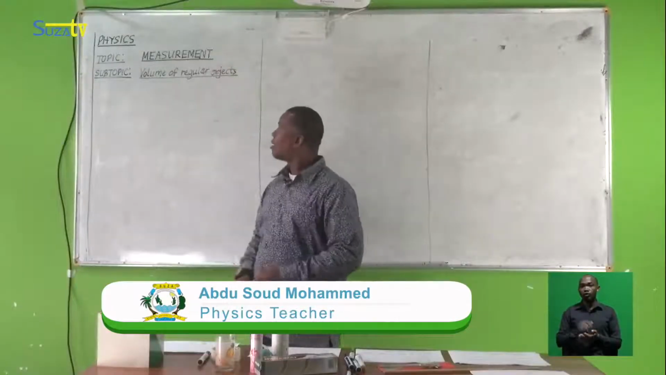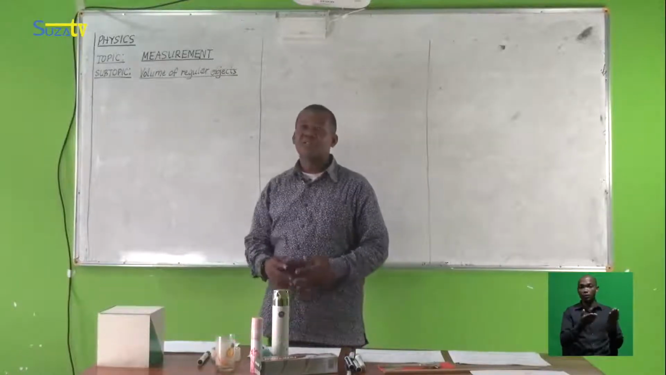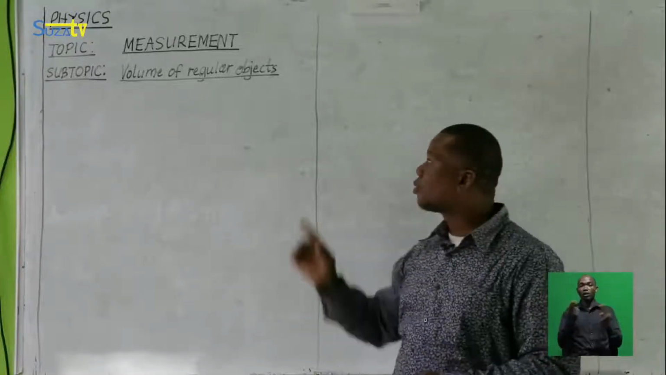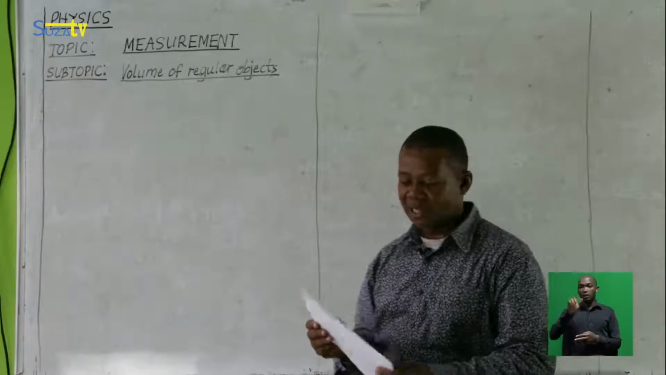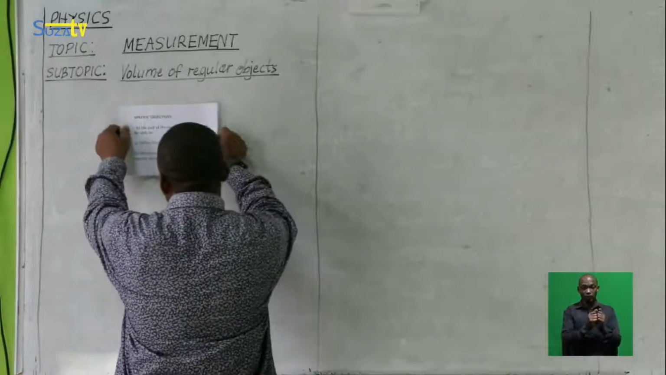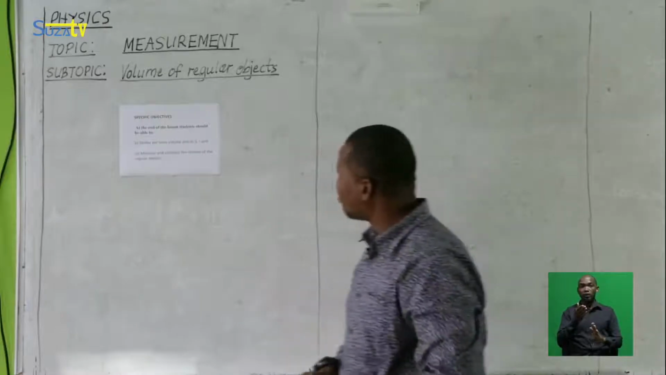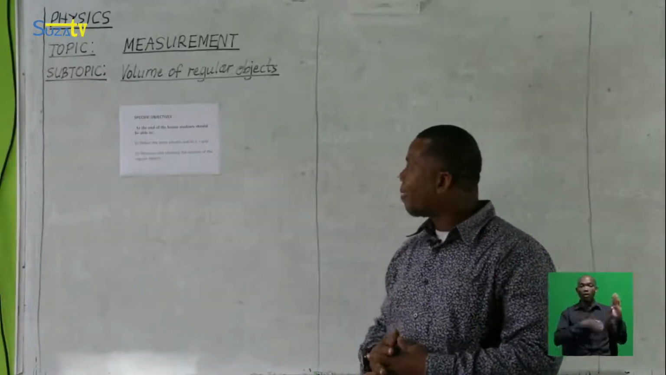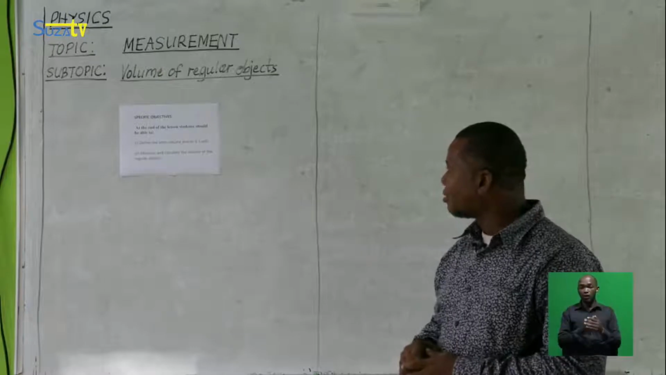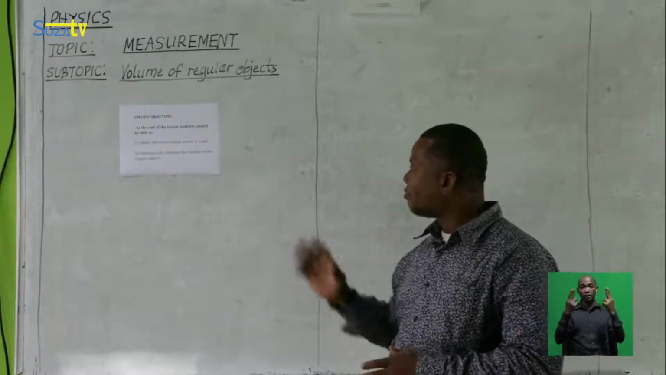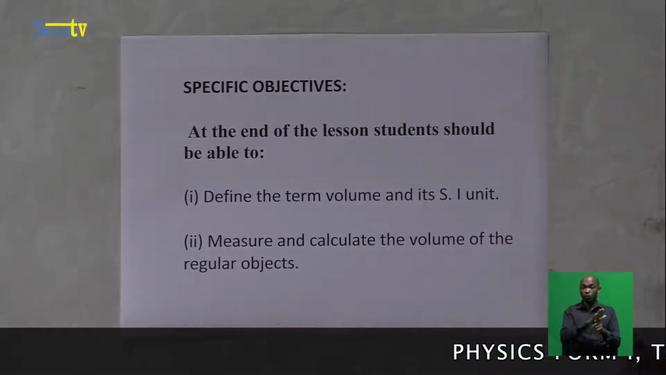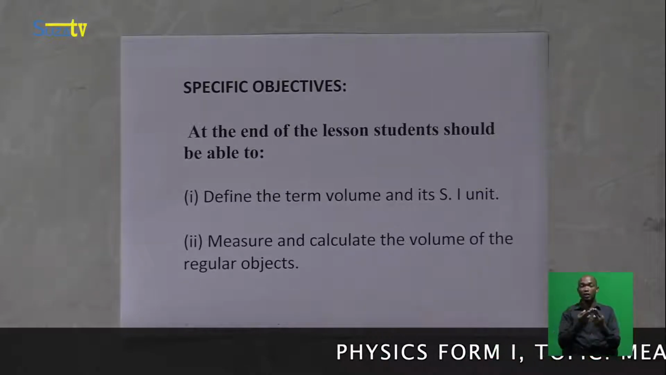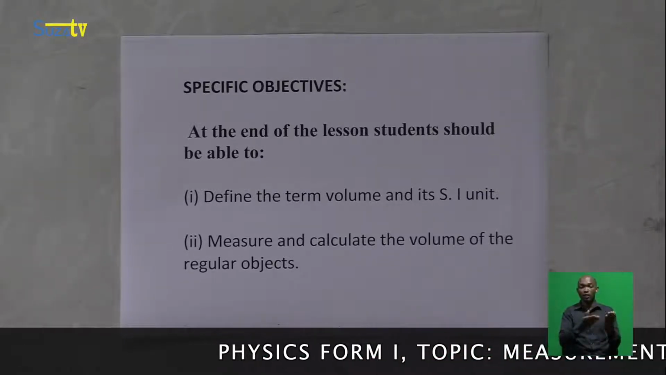So today's lesson, we are starting with measurement as our topic. Then our subtopic is called volume of regular objects. Before starting, we have to know today's specific objectives. I believe that at the end of today's lesson, we will define the term volume and its SI unit. And secondly, we will measure and calculate the volume of regular objects.